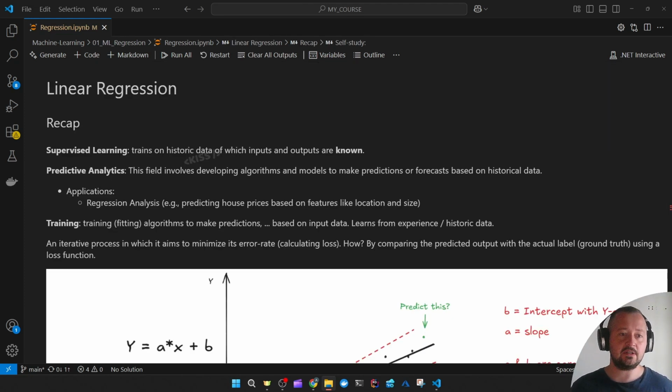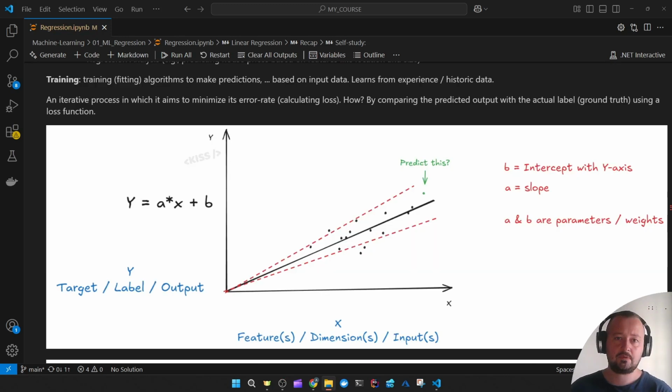Okay, so linear regression is a supervised learning technique, which means it trains on historic data of which the inputs and outputs are known. Once trained, it can then be consumed and used to make predictions or forecasts. Training is that process where we expose the algorithm to our historic data points, so both our inputs and outputs, to find the best fitting formula that describes these data points. The best formula is that where the function is closest to the historic data points.